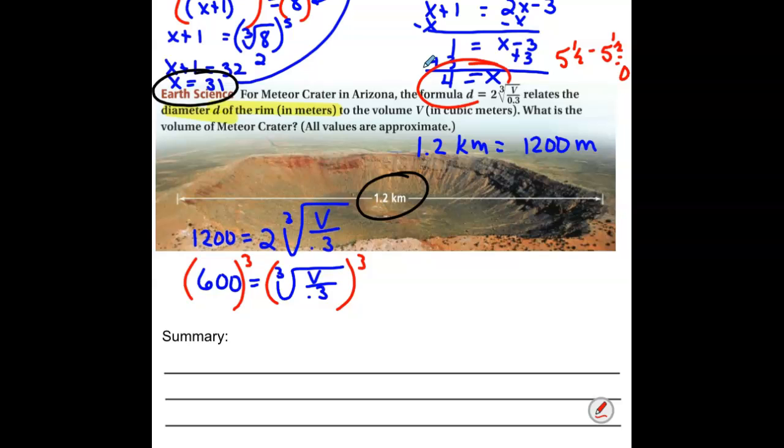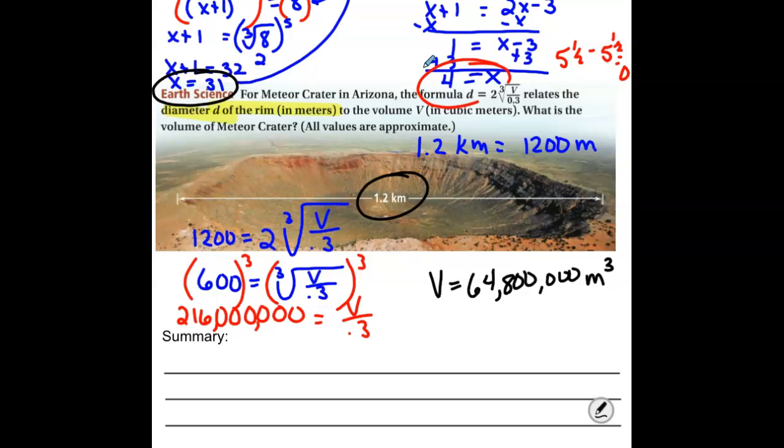Cubing 600, we cube the 6 and get 216. We cube those zeros and we end up with 3 sets of 2 zeros. On the right side, cubing cancels the cube root, and we get V divided by 0.3. So to solve for V, we're going to multiply both sides by 0.3, and we should end up with 64,800,000 cubic meters for the volume.